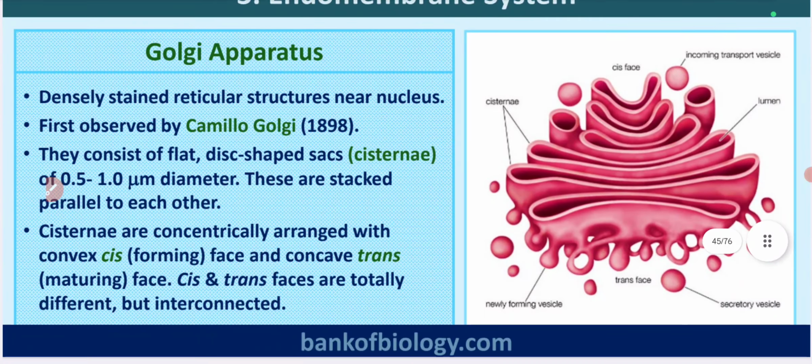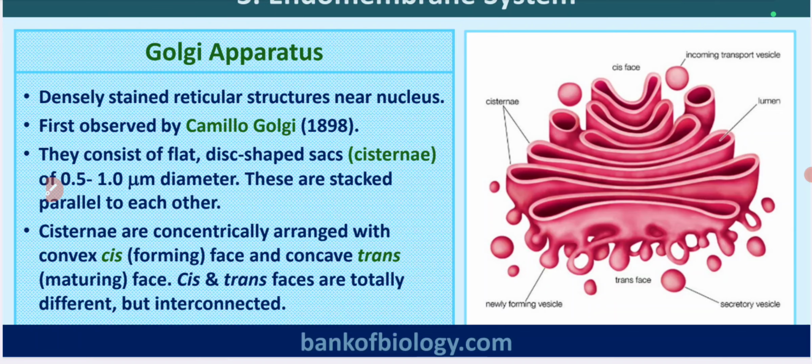Golgi apparatus. It is a densely stained reticular structure near the nucleus, first observed by Camillo Golgi in 1898. They consist of flat, disc-shaped sacs, cisternae, of 0.5 to 1 micrometer in diameter. These are stacked parallel to each other. Cisternae are concentrically arranged with convex cis, which is the forming phase, and concave trans, that is the mature phase.